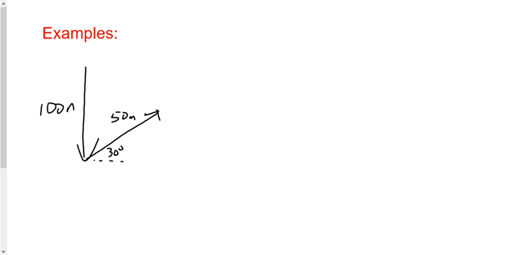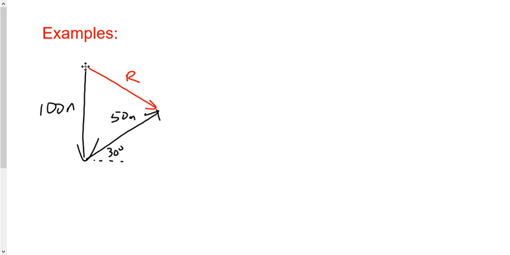I want to add those together. Is that drawn correctly, by the way? Head to tail, that's good. Yeah, my resultant vector will be drawn from start to finish. I'm going to label that R. Maybe you draw it as a dotted line, maybe you draw it as a red line, doesn't really matter.